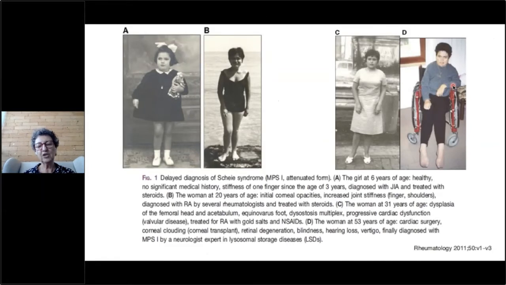had retinal degeneration, blindness, hearing loss, vertigo, and was finally diagnosed with MPS 1 by a neurologist expert in lysosomal storage diseases. Usually I use this case in classes, not about mucopolysaccharidosis, as an example of rare disease, of the lack of knowledge about MPS among physicians. It's not the guilt of the physicians.